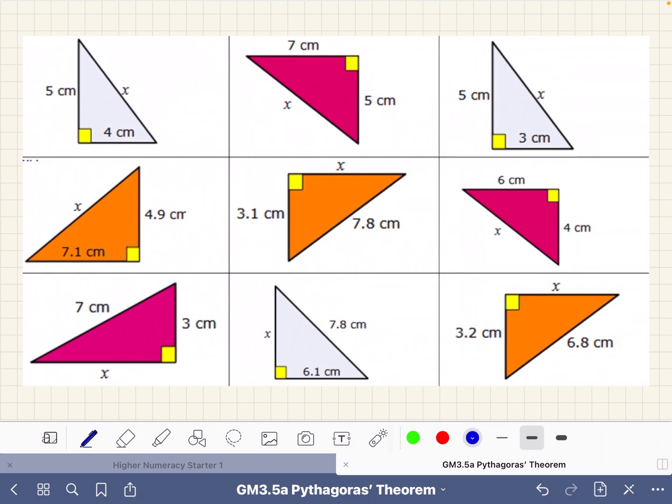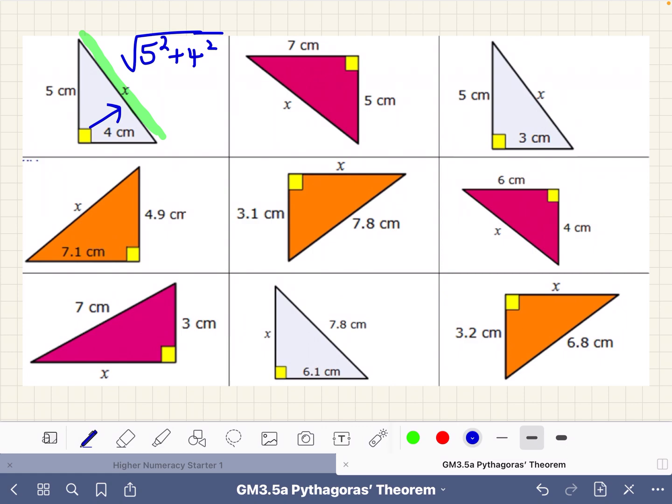Okay, first job, we look to identify the hypotenuse. We can see it is always across from the right angle, which means x is the hypotenuse. Because I'm trying to find the hypotenuse, it means I am looking to square each of my other sides and add them together.